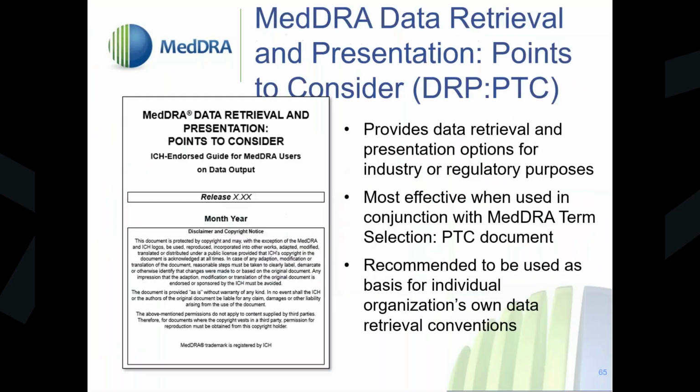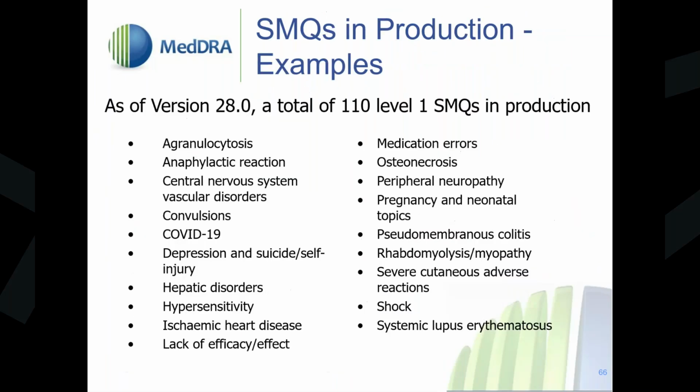Okay, the ICH also provides us with ICH-endorsed guidelines for data retrieval and presentation. So it's very useful for analysis with MedDRA. It's in the same location as the other PTC document that I showed you. And of course, it is also intended as the basis for organization-specific data retrieval conventions. These are the level 1 110 SMQs that are in production as of version 28.